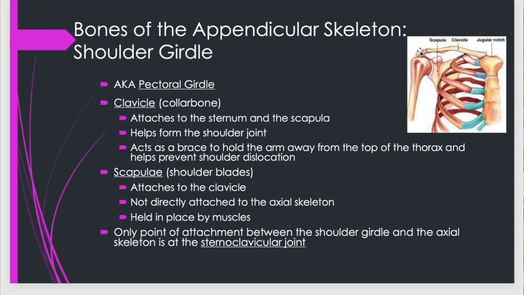Now the scapulae or scapula, your shoulder blades, again, they're going to attach to the clavicle, and they themselves are not actually connected directly to the axial skeleton. It's only held in place by muscles. So the only point of actual attachment between your shoulder girdle, so your scapula and clavicle, and the axial skeleton is at that sternoclavicular joint right here. Other than that, there's no bone-to-bone connection of your axial and appendicular skeleton at any other location.